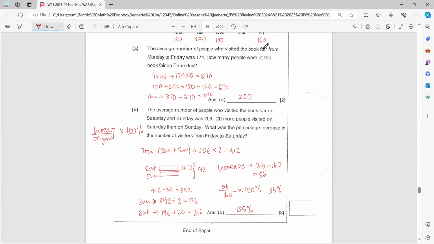Okay, so with that is the end of this Nanhua non-weighted assessment 2, 2023, paper 2 for P6.